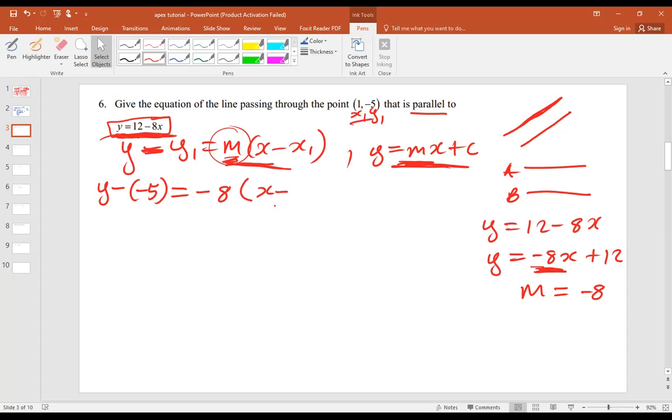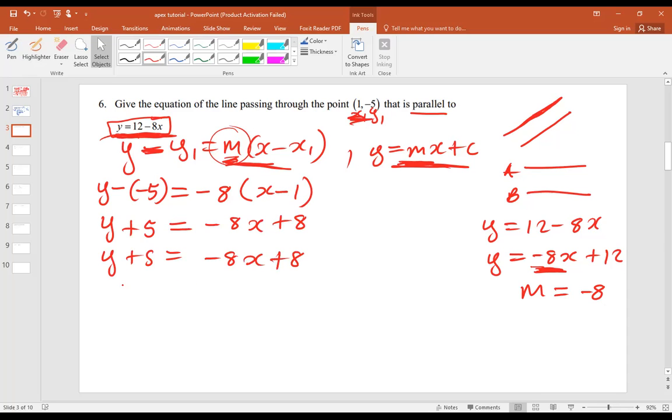We open the brackets, we say x minus, the value of x1 there is simply 1. So we have 1, negative times -5 there, we'll get +5. Then we say this is equal to -8 times x, this is -8x, -8 times 1, the answer will simply be -8. Then we have y plus 5 is equal to -8x plus 8.